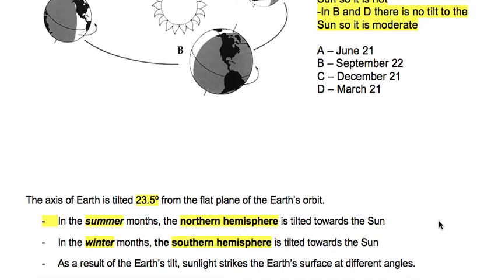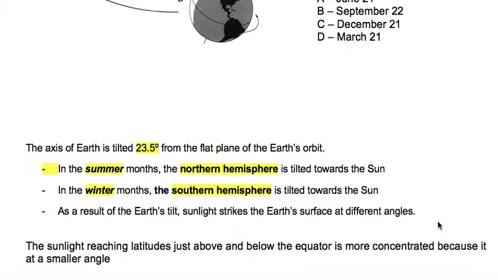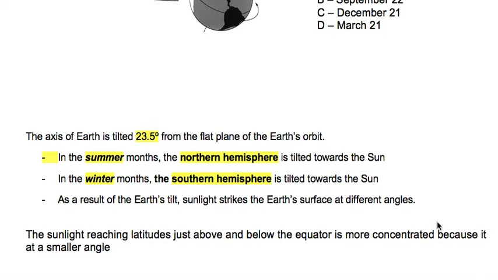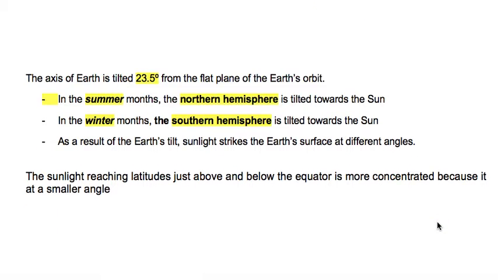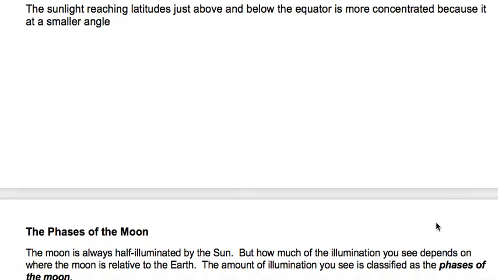As a result of the Earth's tilt, sunlight strikes the Earth's surface at different angles. The Sun that's reaching latitudes above or below the equator is more concentrated because it's at a smaller angle. So that's why we experience the seasons. Next, we will look at the phases of the moon.